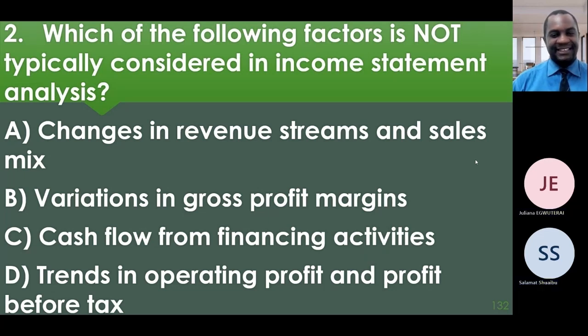2 is C. J, final answer C. Yes, C, because this is not cash flow. Let me read it again. Which of the following factors is not typically considered in income statement analysis? A. Changes in revenue streams and sales mix. B. Variations in gross profit margins. C. Cash flow from financing activities. D. Trends in operating profit and profit before tax. What's your final pick? Okay, final answer for both of you, C.